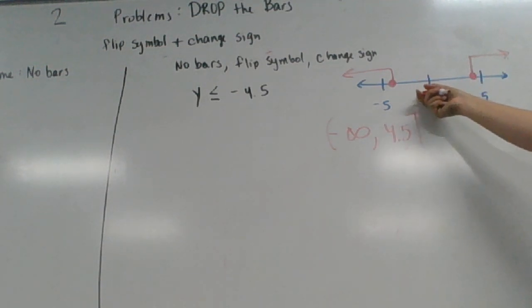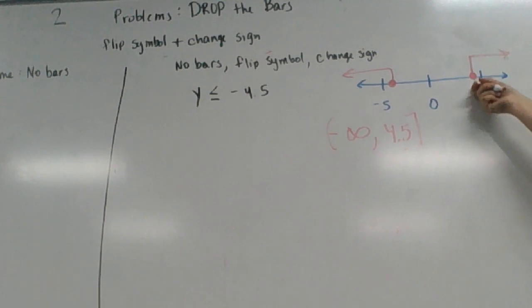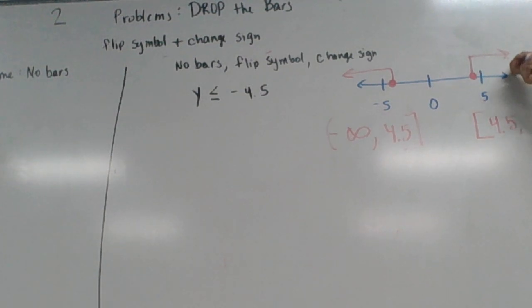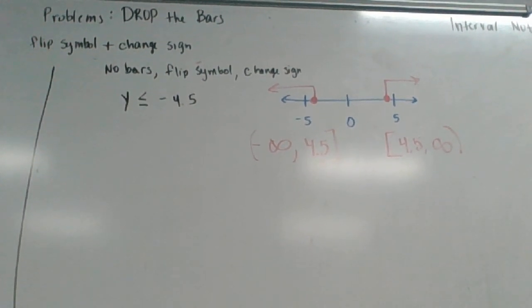And then I have a whole pause, like none of this works, break. Starts up again. Starts with a closed dot, so I do a bracket. 4.5, where does it end? Arrow means infinity. Goes all the way to infinity. There's your interval notation. Questions on that bit? This marker's already a bummer.